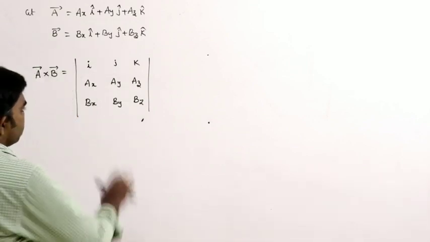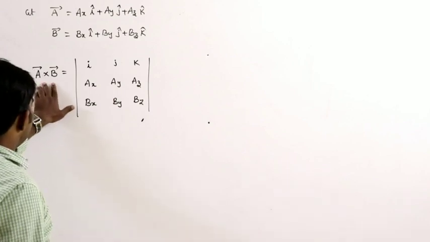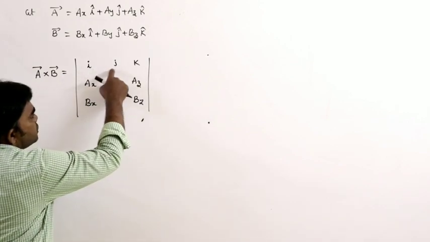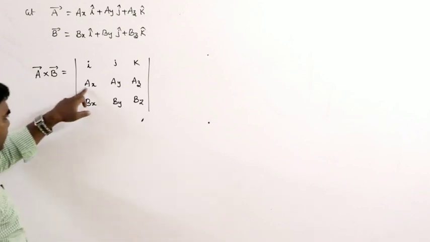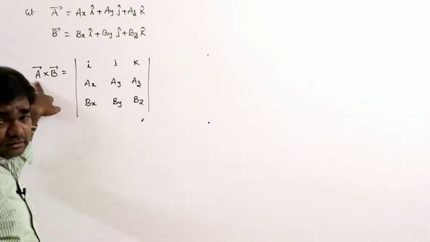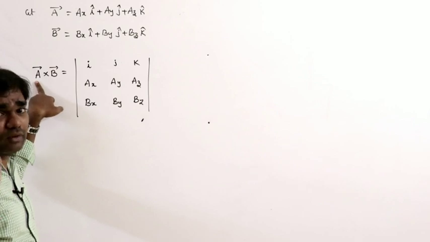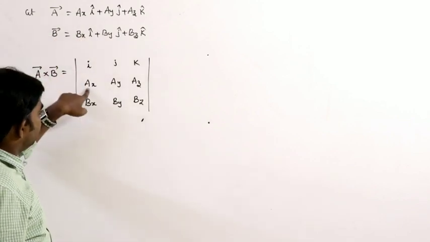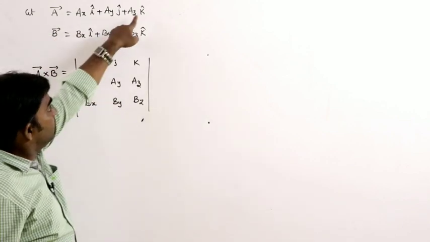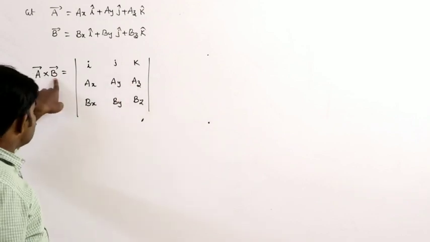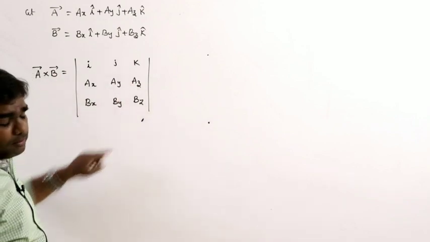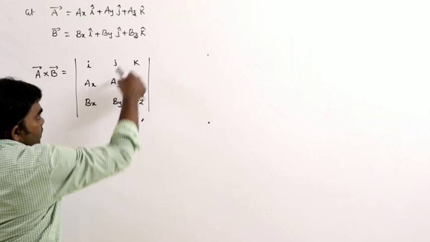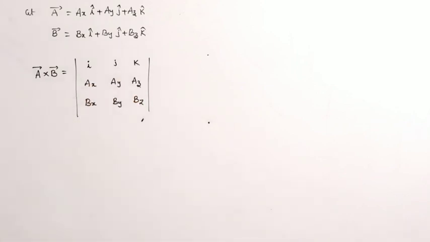See here, how can you calculate this? A bar cross B bar. So the first row is ijk. We must write ijk in the first row. Second row, what is the first vector here? What we are doing is A bar cross B bar. In that, the first vector is A bar. Just write the components of A bar. What is the I component? Write Ax here. J component? Write Ay here. K component, write Az here. Next, what is the second vector? B bar. So we write the B components. Write the I component below I, J component below J, K component below K, like this. So this is ijk.